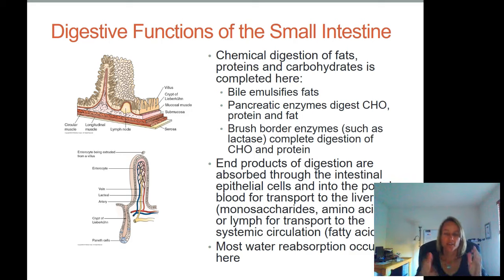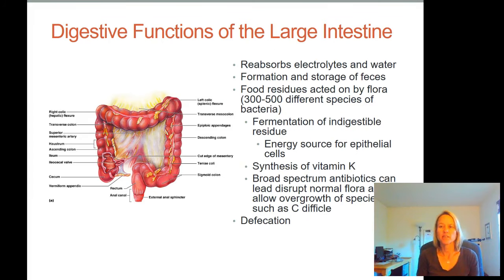Fatty acids are fine as fatty acids because they can go directly through the intestinal epithelial cells. Most water reabsorption also occurs in the small intestine. The large intestine then reabsorbs electrolytes and the remaining water. It's involved in forming and storing feces and then defecation.